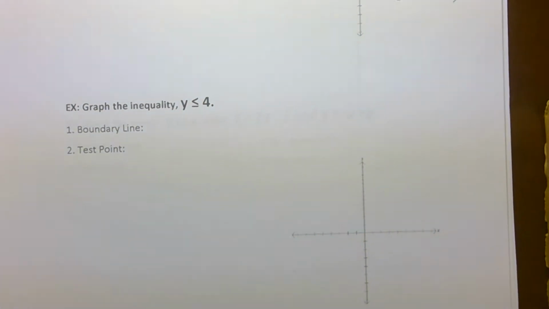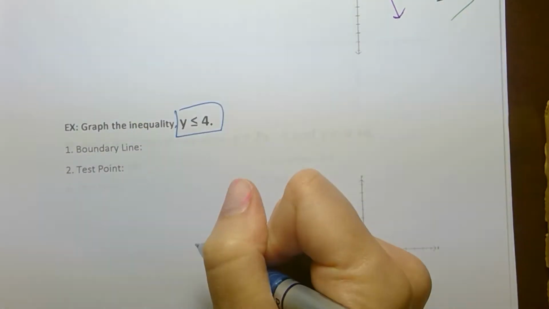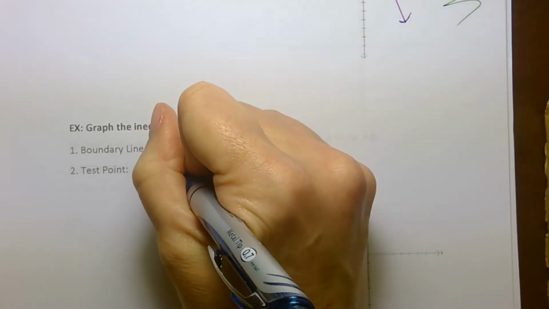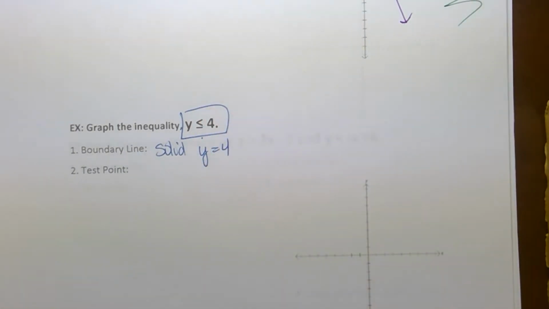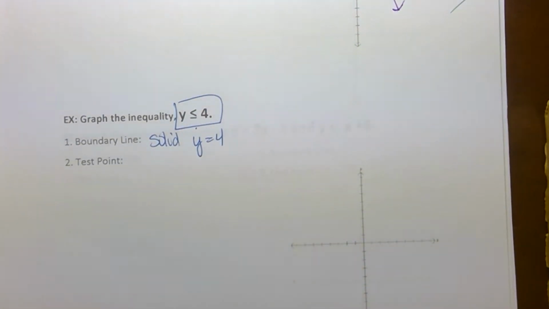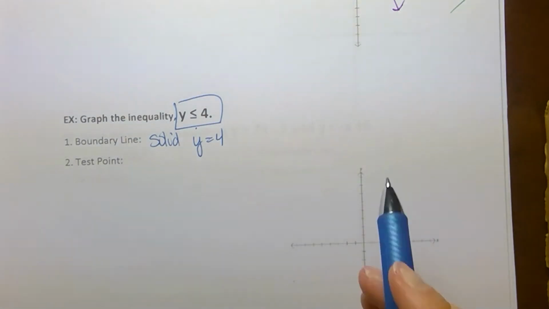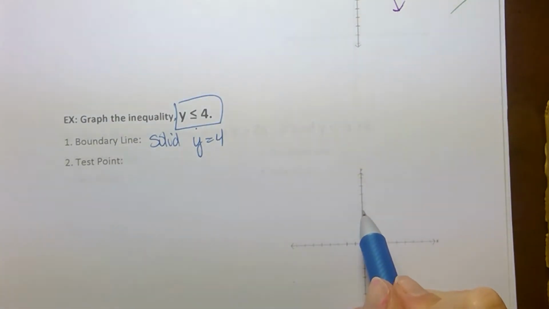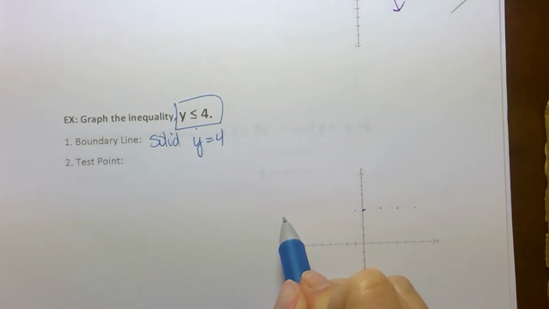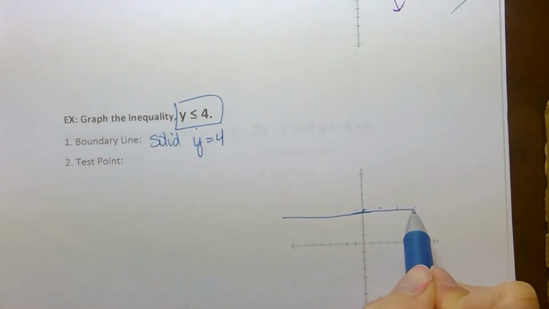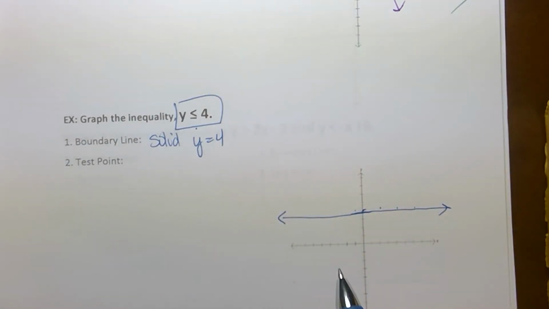Next inequality statement is y less than or equal to 4. Because it's or equal to, I'm going to have a solid boundary line at y equals 4. Well, y equals 4 is a pretty simple line to draw. Is it a horizontal line or a vertical line? Well, if y is equal to 4, 1, 2, 3, 4, y is equal to 4 all the way across, right? So y equals 4 is a horizontal line at 4, and it's solid because my inequality statement is or equal to.